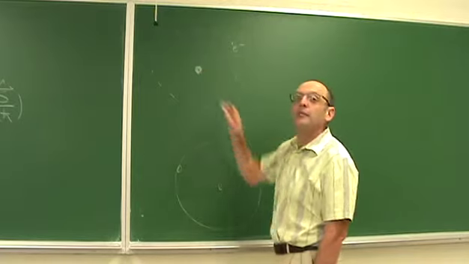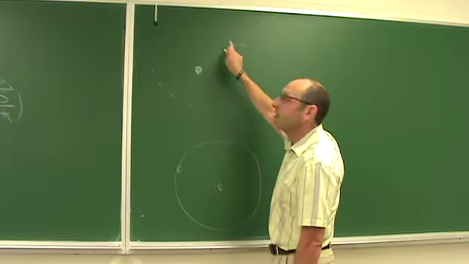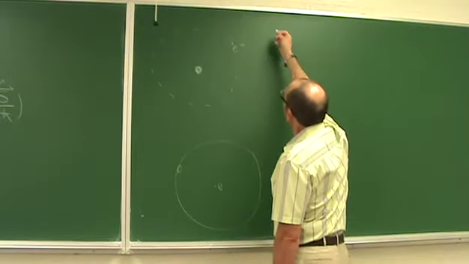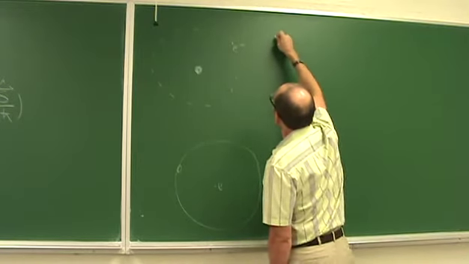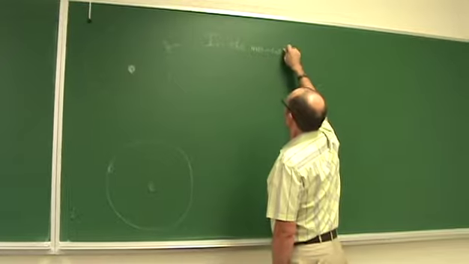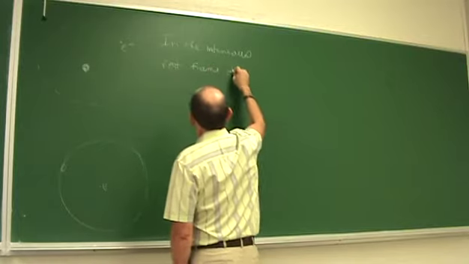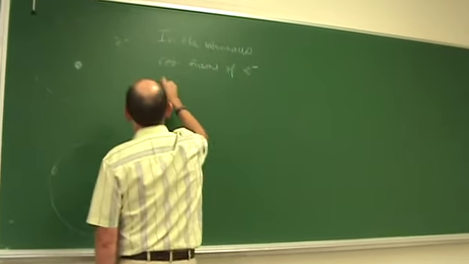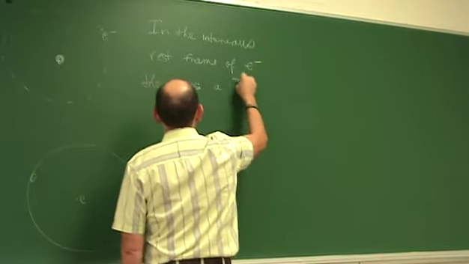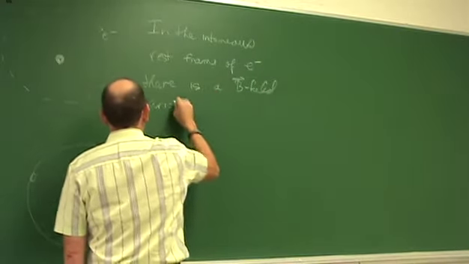Let's say that's the rest frame of the proton. And of course, in this frame, the electron is moving. And we can ask, what does the electron see in its frame? Well, what we know is that in the instantaneous rest frame of the electron, there is a B field arising from the nucleus.